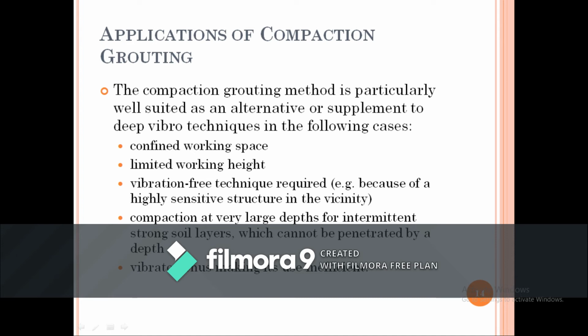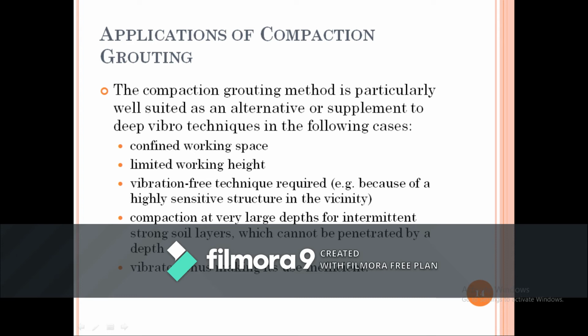Confined working space, limited working height, vibration-free technique required, compaction at very large depths for intermittent strong soil layers which cannot be penetrated by a depth vibrator, thus making its use inefficient. So where are you going to use this? First, if you have a confined working space wherein you cannot use deep vibro techniques, in those places we can use compaction grouting.